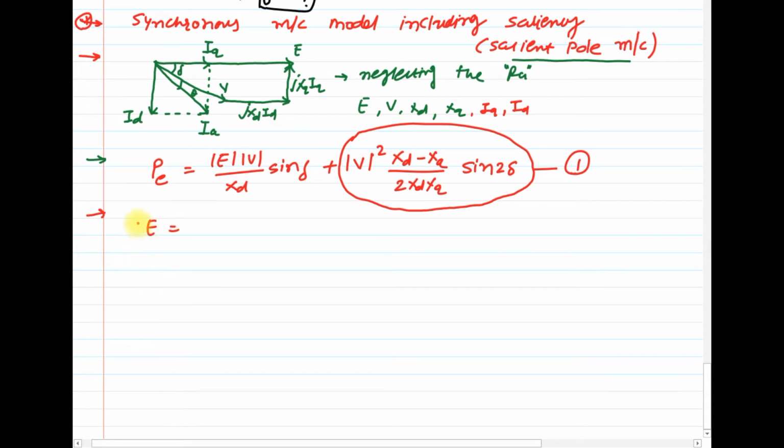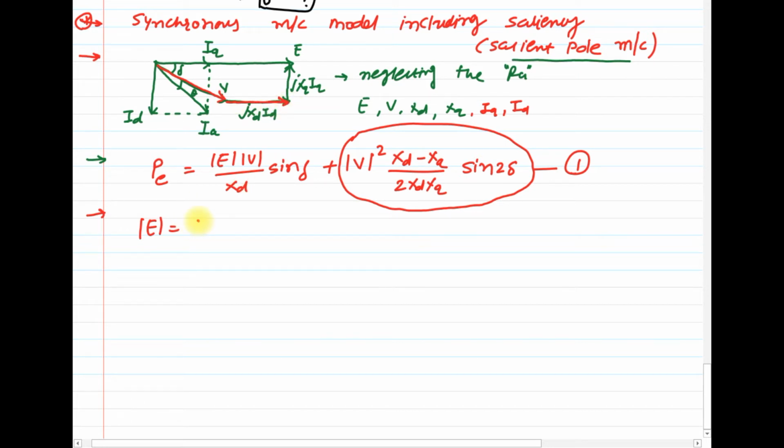E is equal to V cos delta plus ID into XD, or XD ID. Just follow this red line. Here the magnitude of E is equal to V cos delta plus XD into ID.